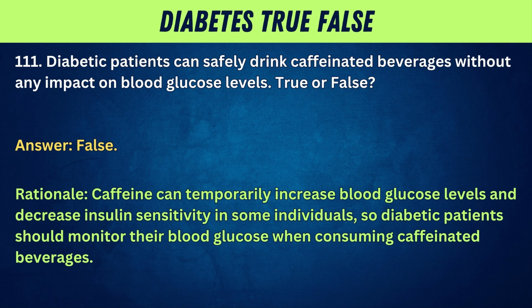111. Diabetic patients can safely drink caffeinated beverages without any impact on blood glucose levels. True or false? Answer: false. Rationale: caffeine can temporarily increase blood glucose levels and decrease insulin sensitivity in some individuals, so diabetic patients should monitor their blood glucose when consuming caffeinated beverages.